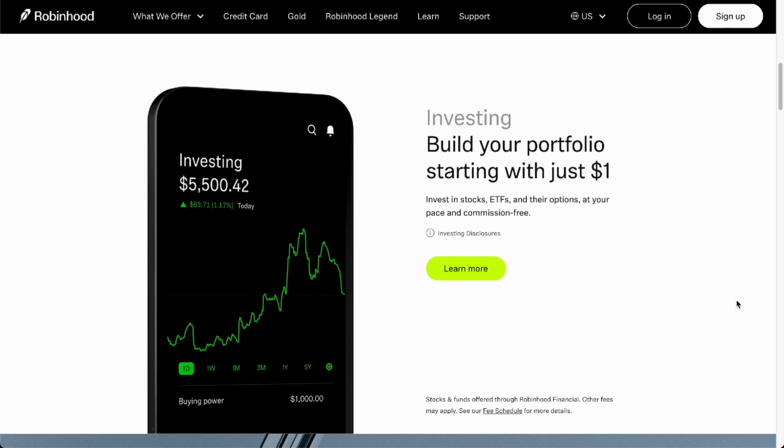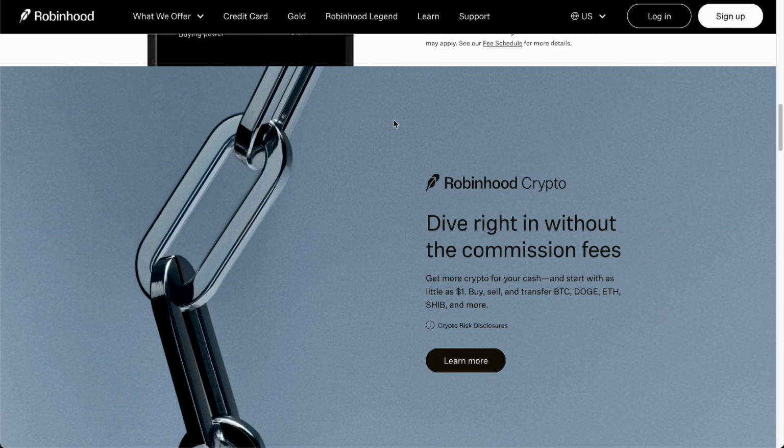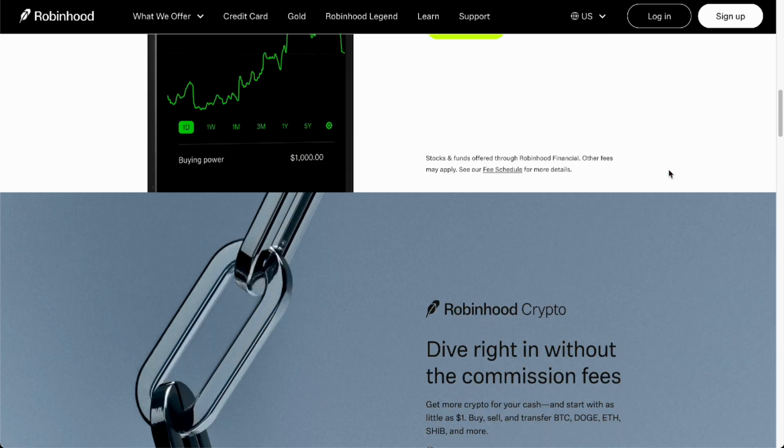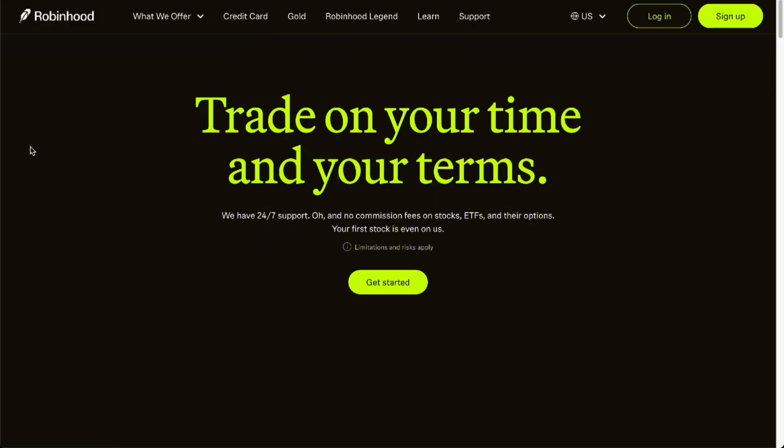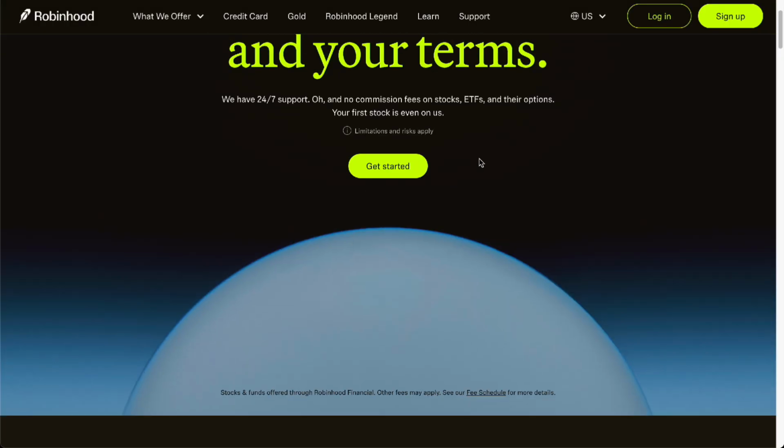You can do two things: buy stocks or ETFs, or buy crypto using Robinhood. But I won't really recommend Robinhood for crypto, though if you want to do so, you can. Right here, we're going to discuss investing using stocks or ETFs and their options. You can learn more right here, so you can get started on them.